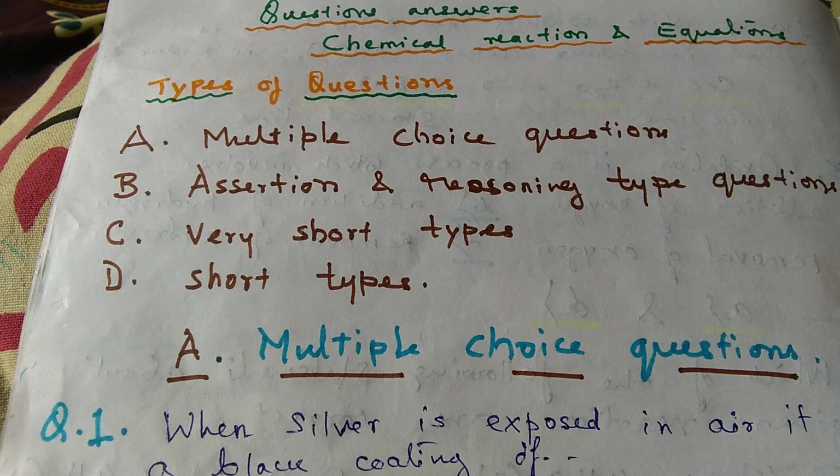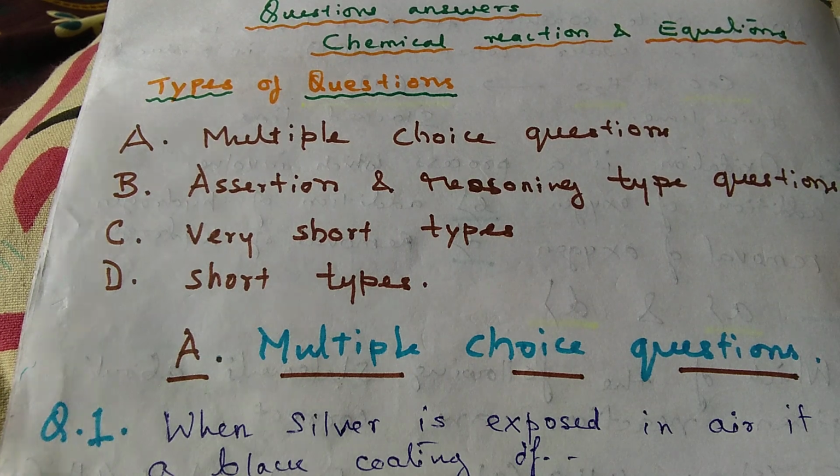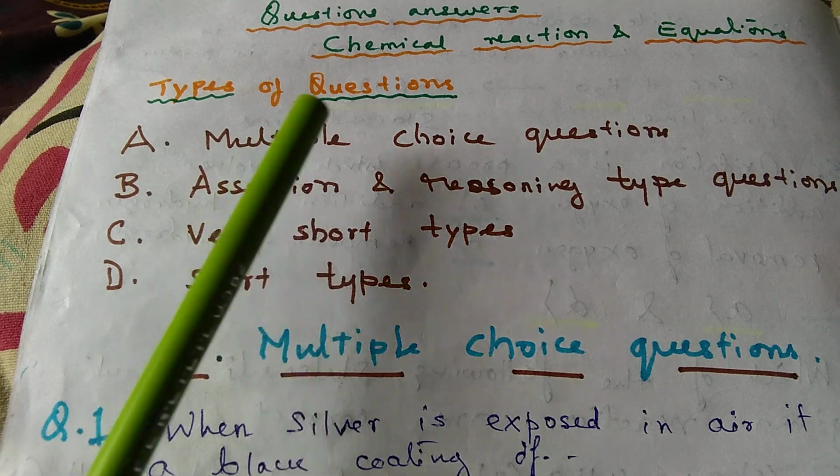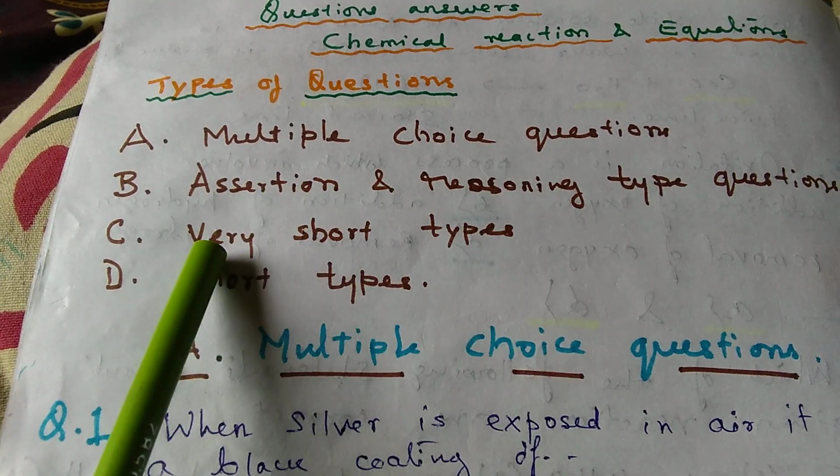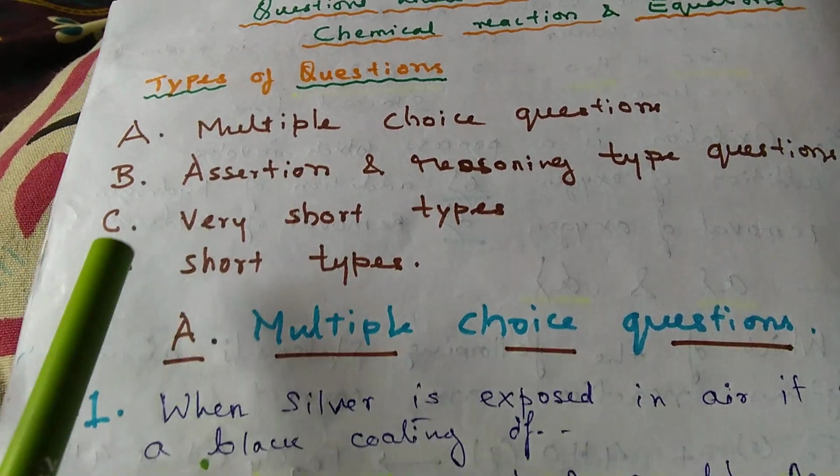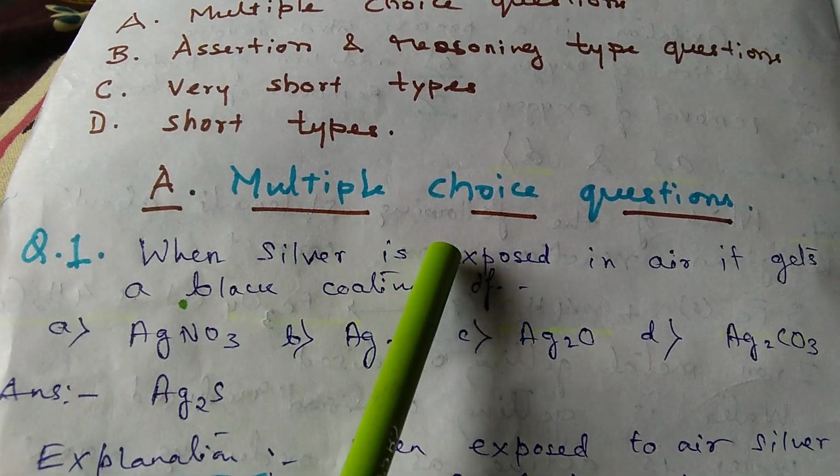Today I will discuss question and answers from the chapter chemical reactions and equations. There are 4 types of questions: multiple choice, assertion and reasoning type, very short type and short type. Okay, the first type is multiple choice question.